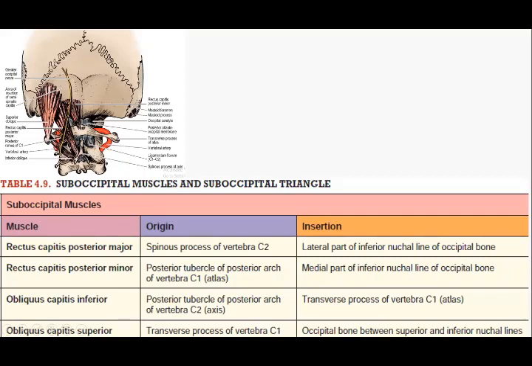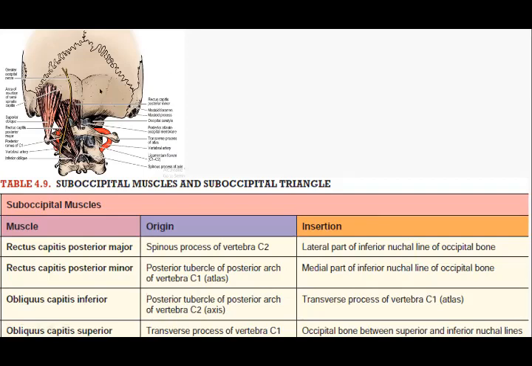This is the inferior oblique, the obliquus capitis inferior. It starts from the posterior tubercle, posterior arch of C2, okay? And it starts from here, ends at C1. It ends at the transverse process of C1. So basically it is running between the transverse process of C1 and the spine of C2, the posterior arch of C2.